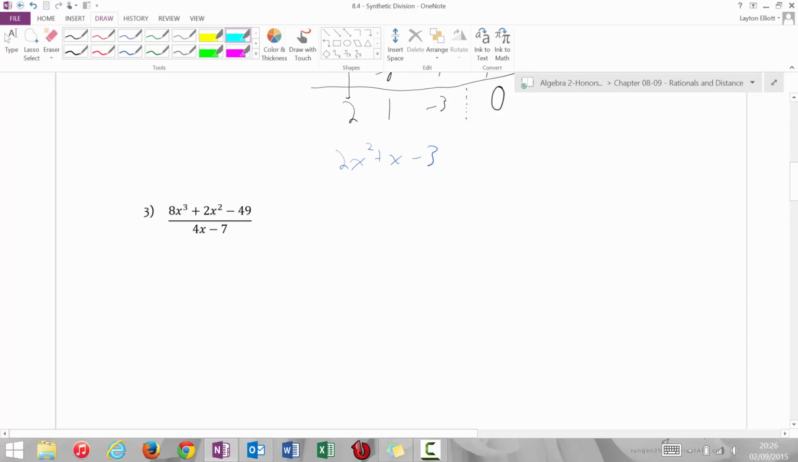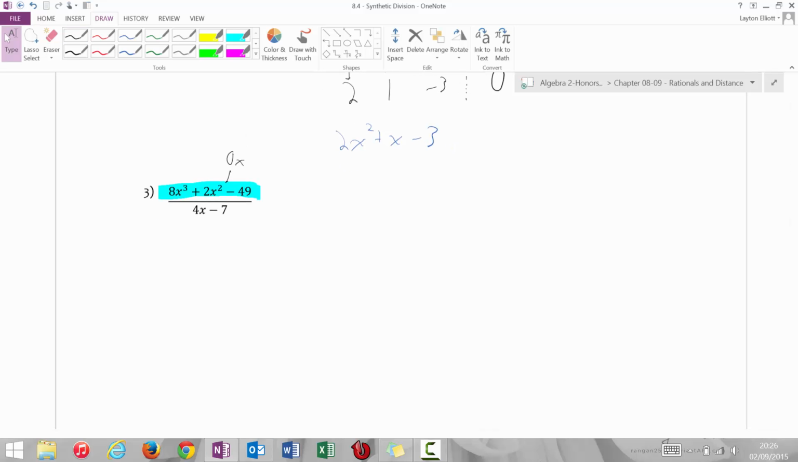Number 3, much like with before, I'm missing something. I'm missing that 0x. I should be able to identify that pretty quickly, but it's harder to identify here because ultimately I don't have that x cubed, x squared, x problem visible. So I have to make a mental note. It's missing a 0x and then negative 49. Create the pocket.